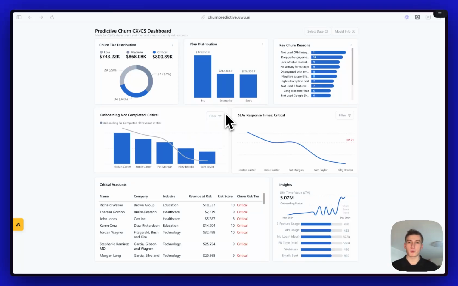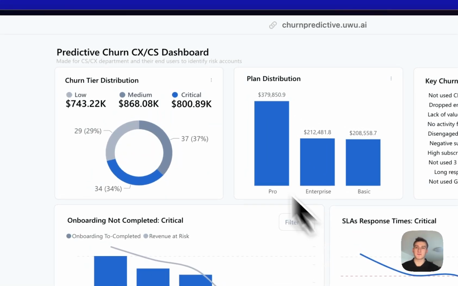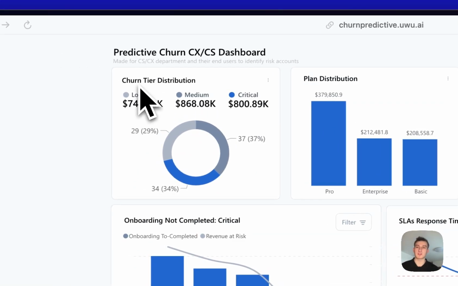In the top left corner, we have the name of everything, and the first element, which is churn tier distribution. This helps teams in the customer experience and success department determine how much revenue is at risk. As you can see here, we have tiered customers into 3 levels: low, medium, and critical. The customer experience and product teams are going to be focusing on critical because they are the most critical to churn.